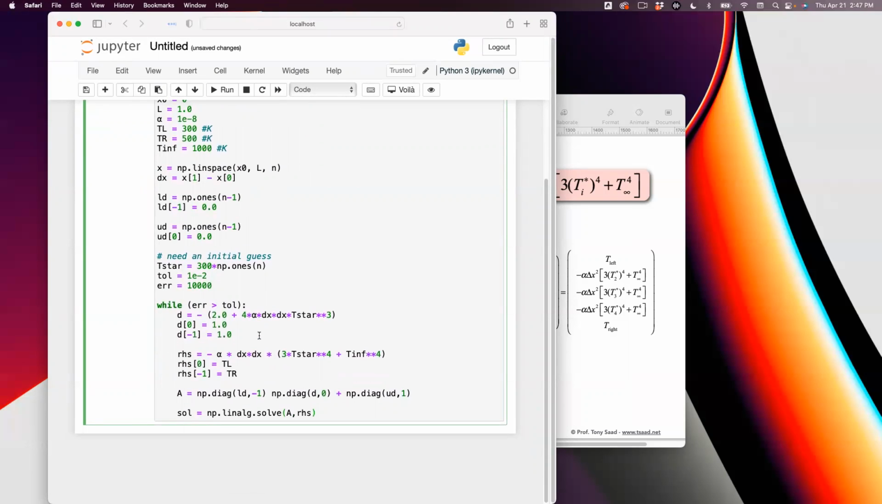Maxime? Why not? T infinity is a fixed value for the entire problem. No, it's a scalar added to a NumPy array. It will add the scalar to every entry in the array. Okay. Yes, yes. Thanks, Jake.